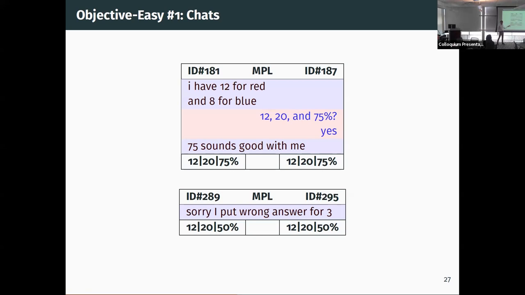Okay. These are the only two teams that got it wrong. So here's our two data points. There's no evidence of manipulation. They just got it wrong. And it seems unrelated to the mechanism. The fact that this was an MPL versus BQSR seems completely orthogonal to this mistake.